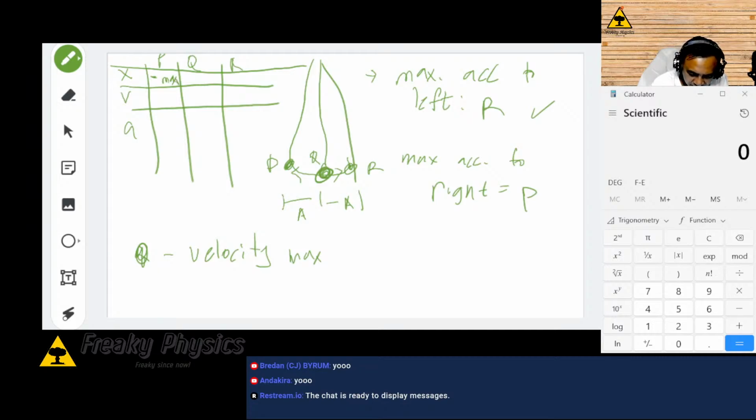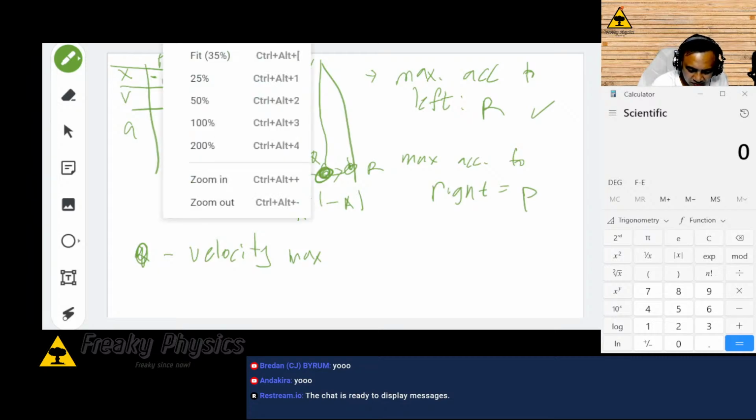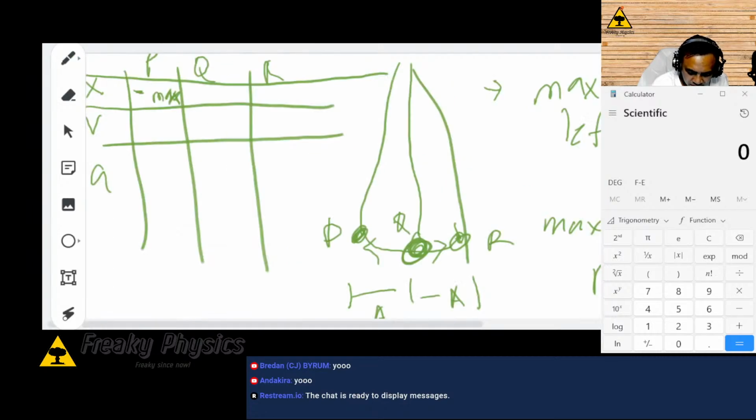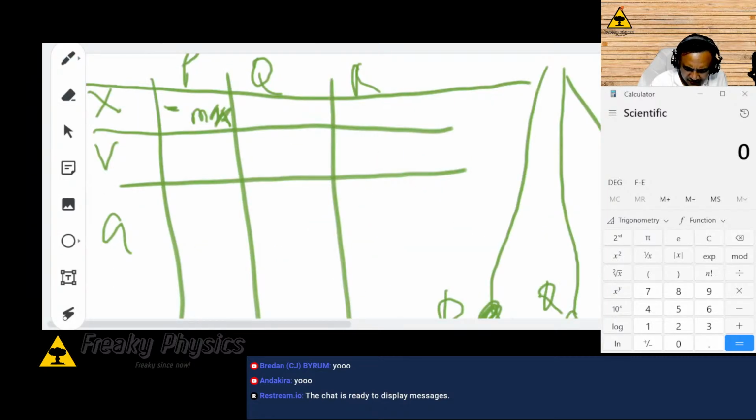What's the velocity at P? Let's zoom in a bit. Okay, at P, what's the velocity? Zero, exactly, because in reality that's where it stops for a while before turning back. And A here would be a positive max.